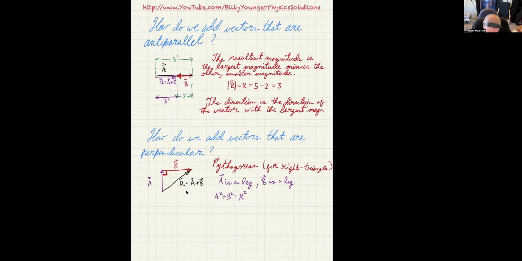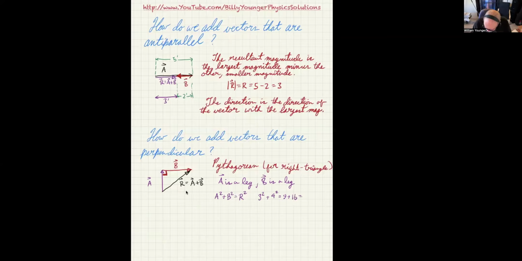We'd say, since a was 3, we would say 3 squared. And we could assume that's 3 feet. That would be fine. Or we could say it's 3 meters. That would be fine as well. B had a magnitude of 4 feet or meters or whatever, so that's going to be 4 squared, and 3 squared is equal to 9 because it's 3 times 3, and 4 squared, which is 4 times 4, is 16.